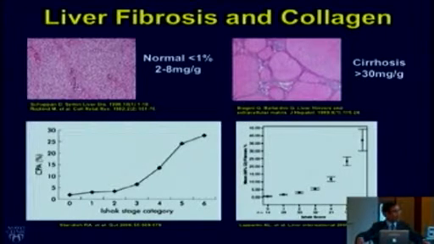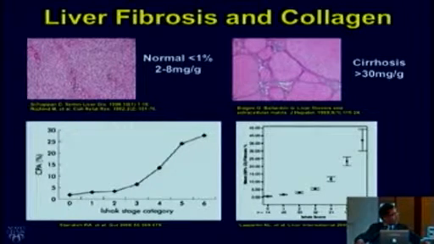Now, let's look at liver fibrosis and collagen. As I mentioned earlier, collagen is the main building block, or the matrix protein, which causes stiffness. Normal liver has less than 1% of its volume as collagen, which is about 2 to 8 milligrams per gram of liver. Whereas in cirrhosis, it can go up to 30 or even higher, or maybe half of the liver may be fibrotic tissue.